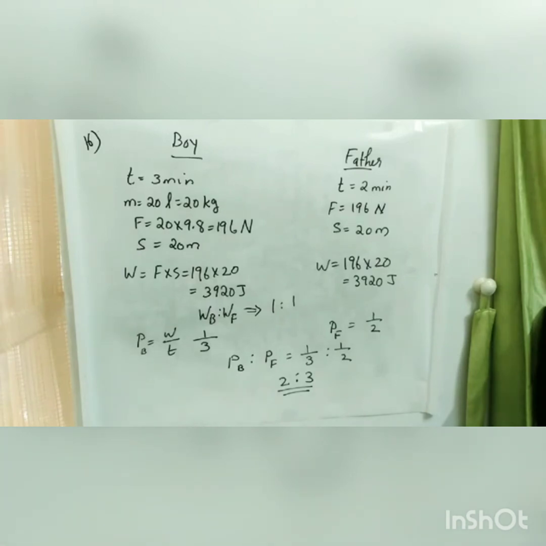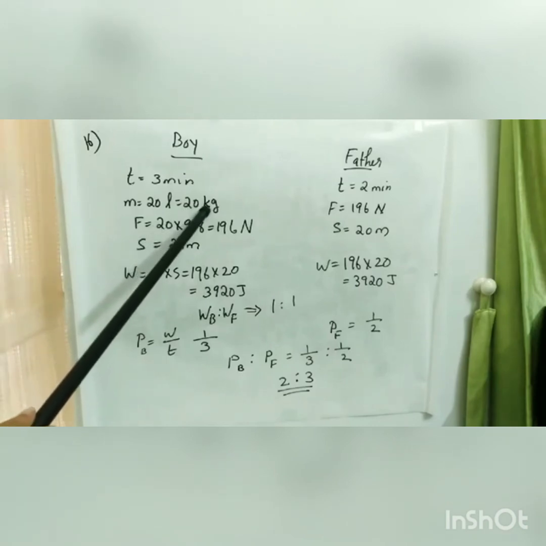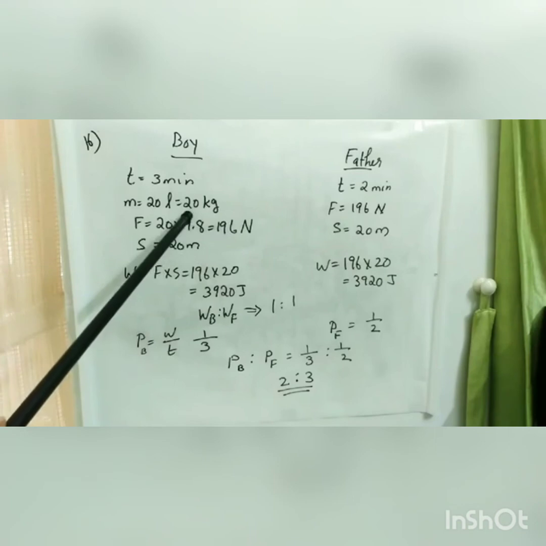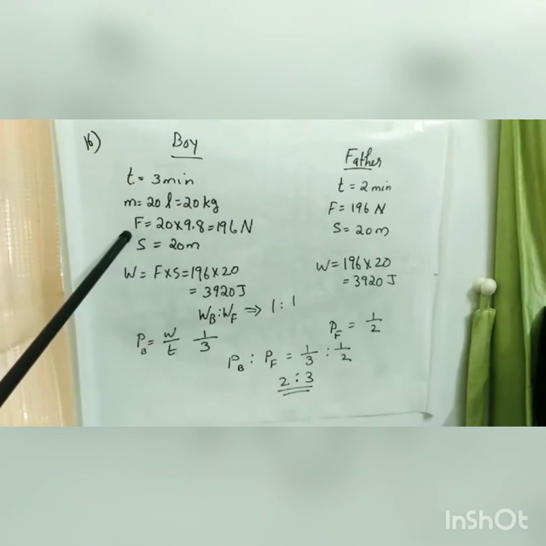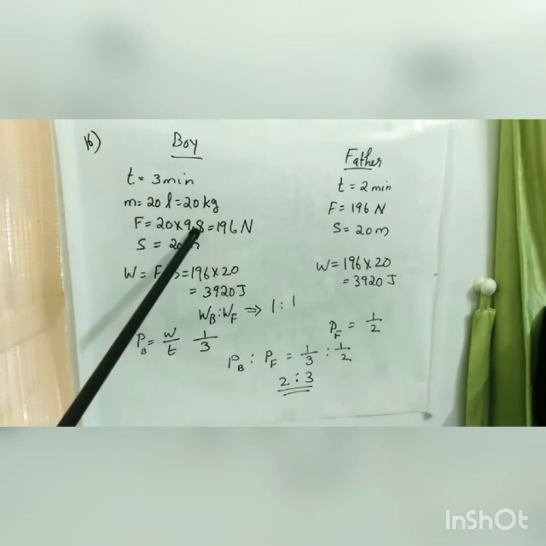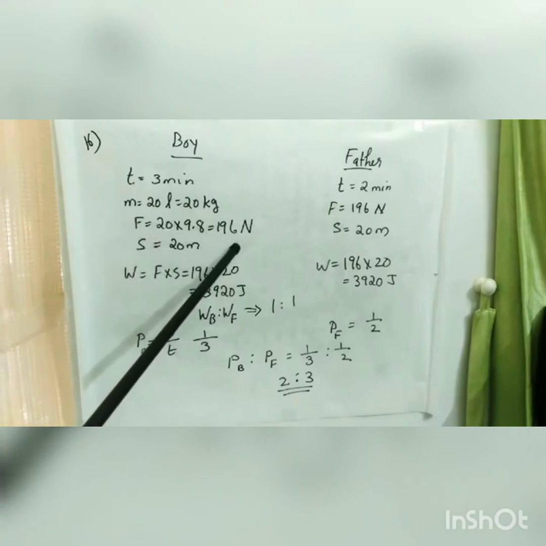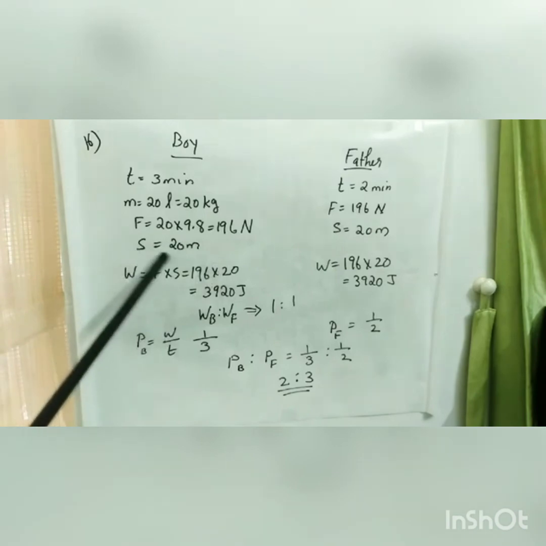Every time we used to substitute 10 Newton per kilogram, but here it is given as 9.8. So if it is given 9.8, you cannot directly convert 20 kg to 200 Newton. 20 kg is 200 Newton if gravity is given as 10. But in this question gravity is 9.8. So we have to calculate force as 20 into 9.8, that is 196 Newton. And the distance travelled is 20 meter.